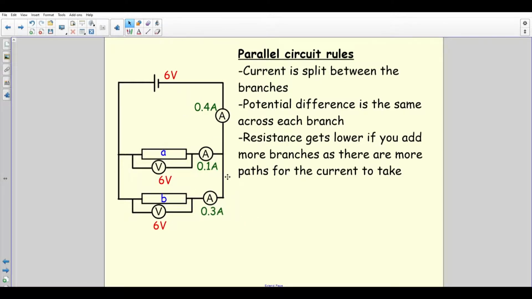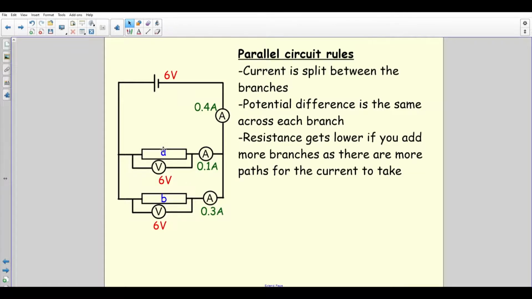So it depends totally on the resistance of the resistors. Basically, and this is true all the time, the higher the resistance, the less current goes through. The lower the resistance, the more current goes through.